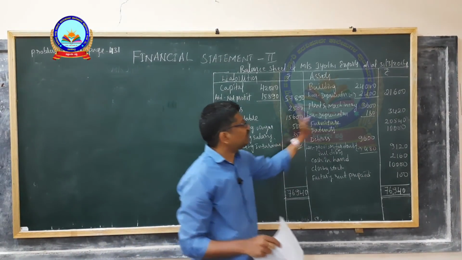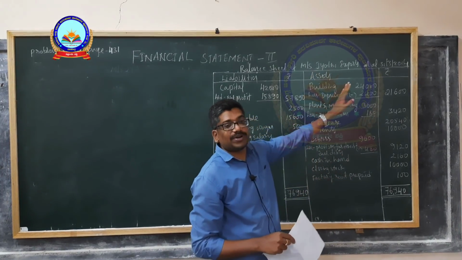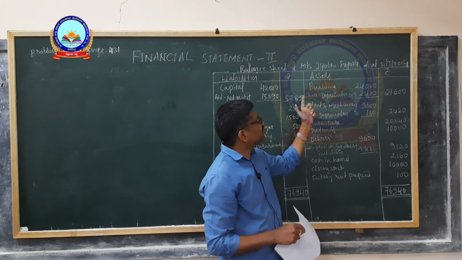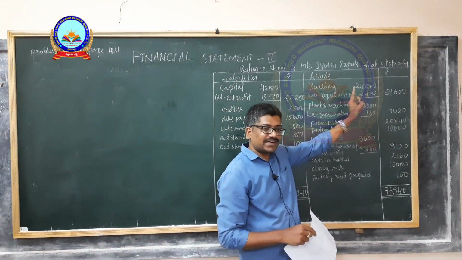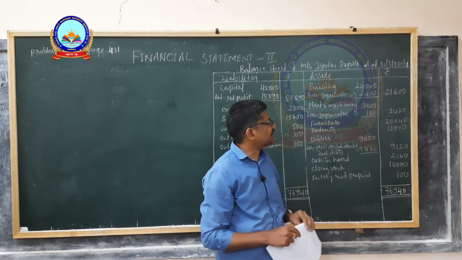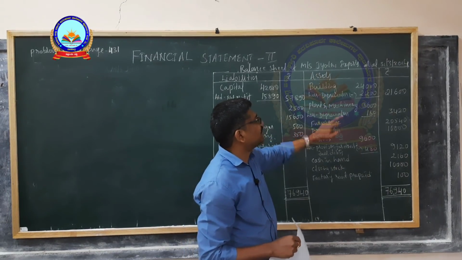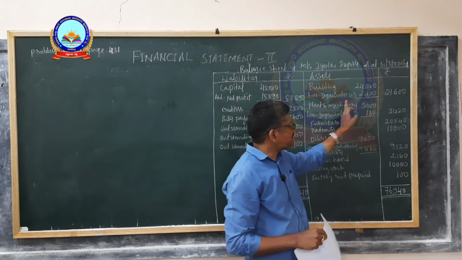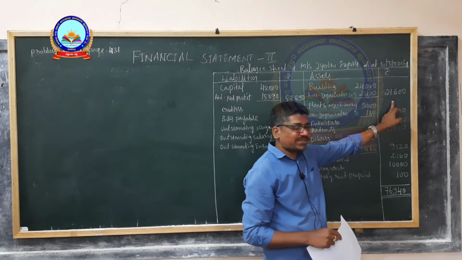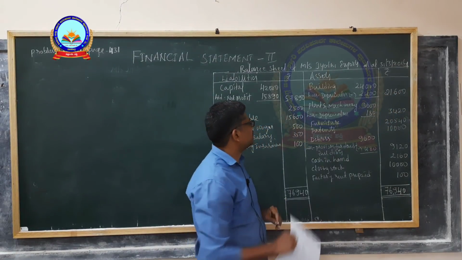So now come to the asset side. On the asset side, since we are following the permanence basis, first we have to record the building. Building worth rupees 24,000, you record it in the inner column because there is an adjustment called depreciation. So we have to subtract the depreciation from the value of the building. So 24,000 rupees less the depreciation 2,400, the resultant figure is 21,600. You have to write it in the final column, 21,600.